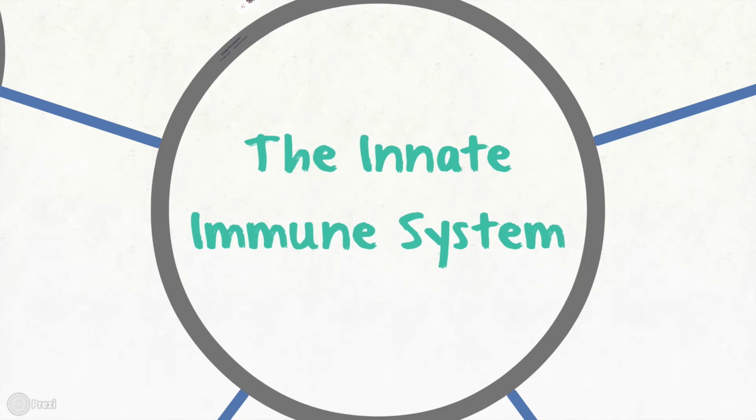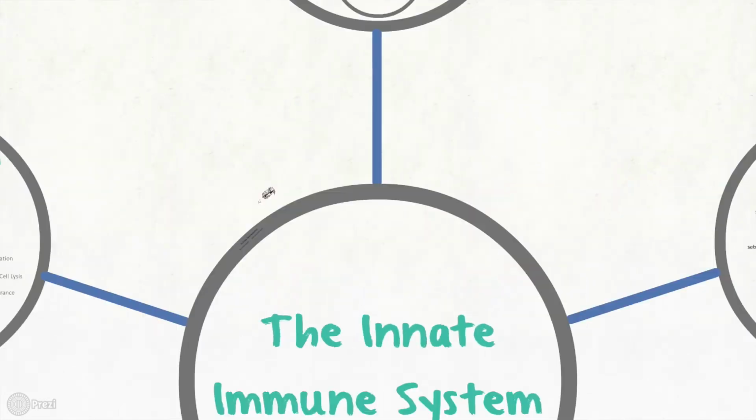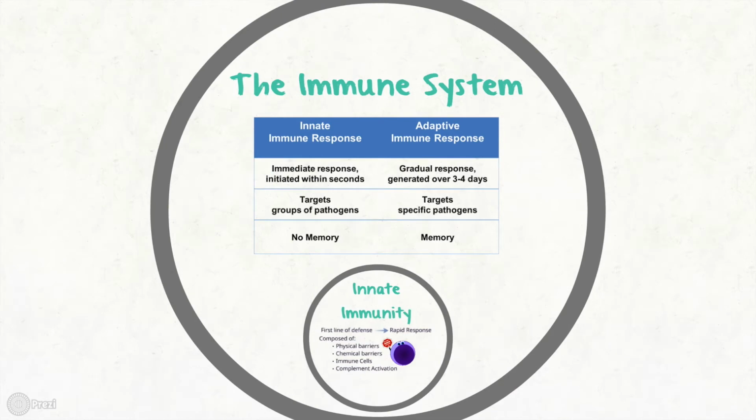The mechanism of innate immunity. The immune system is a complex biological system that protects our bodies from harmful diseases. Our immune systems are capable of recognizing and responding to hundreds of thousands of potential pathogens.